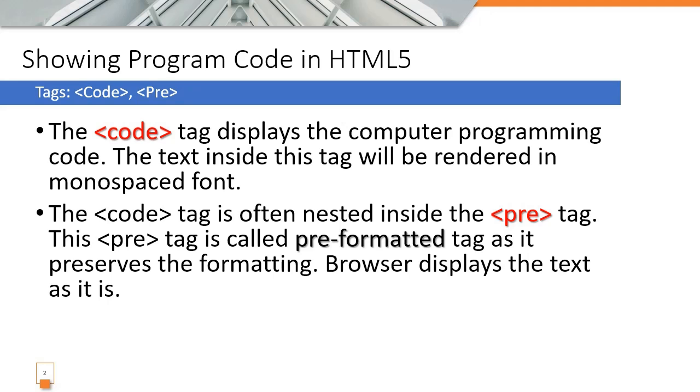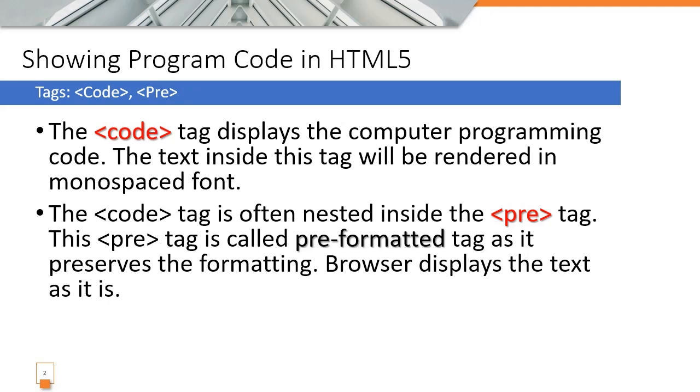This pre tag is also called the pre-formatted tag as it preserves the computer programming code formatting. Usually people place the computer programming code on different lines, so each statement stays on one line. If we read all the statements in one single sentence, then it will not be readable. So the browser should respect the pre-formatted code and should not change the formatting. That's the purpose of a pre tag.